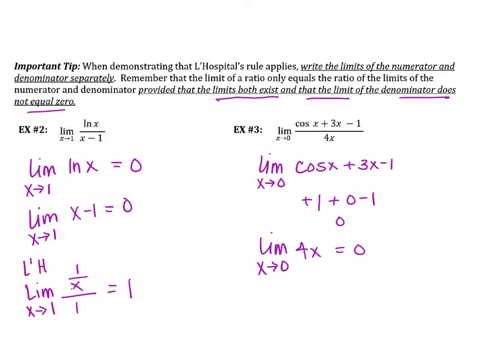And when we do that, we're going to look at our derivatives. So we're going to say L'Hopital's rule here. And we are going to have the limit as x approaches 0 of the derivative of cosine of x. That's going to be negative sine x. Derivative of 3x is 3. Derivative of minus 1 is 0. All over derivative of 4x is 4. And we can now plug in our 0, and it looks like we're going to end up with 3/4.